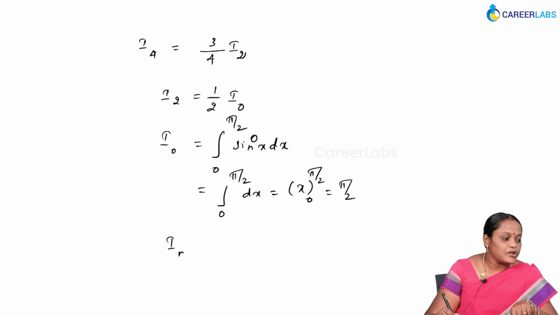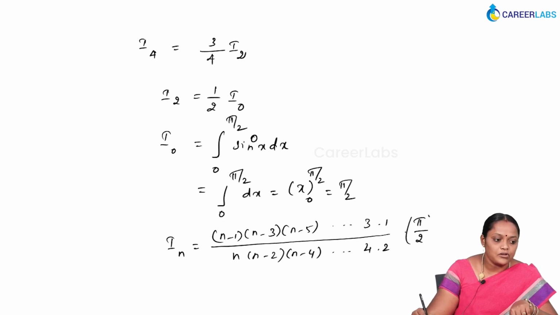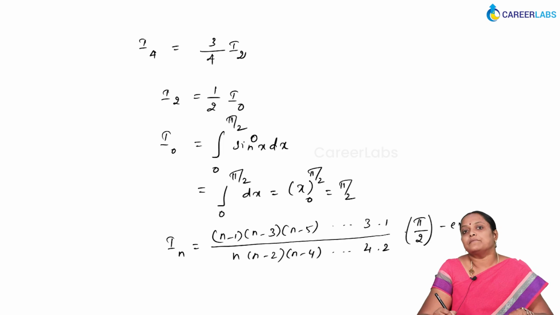Therefore the expression for In for n even is given by n minus 1 into n minus 3 into n minus 5, and so on till 3 into 1, divided by n into n minus 2 into n minus 4, and so on till 4 into 2, and finally everything will be multiplied by pi by 2 since this is for even. Okay, so these two are the formulas for n odd and n even for integral 0 to pi by 2 sin power nx dx.